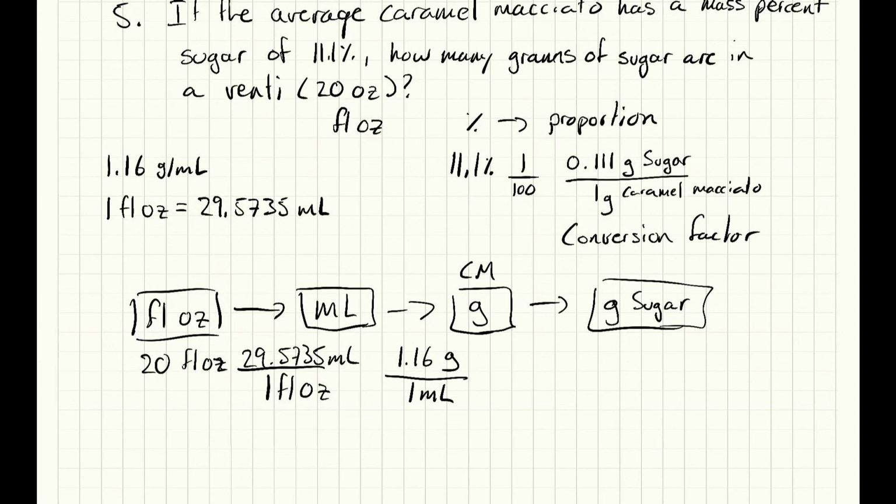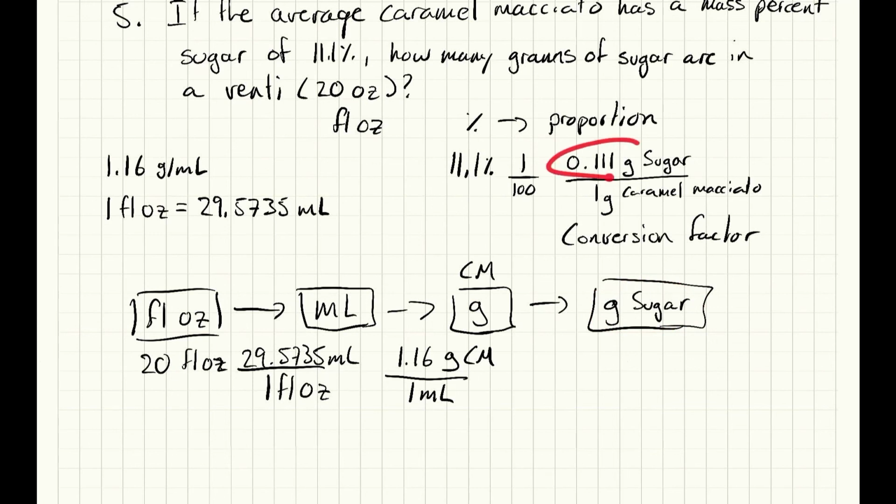And after we've converted to grams of caramel macchiato, or CM, now we can use this percent mass. This is the proportion. We can use that proportion then to convert into grams of sugar. And again, you can think about it like this. We have grams of, and maybe it's important here to write CM, grams of caramel macchiato, and we want to get to grams of sugar.